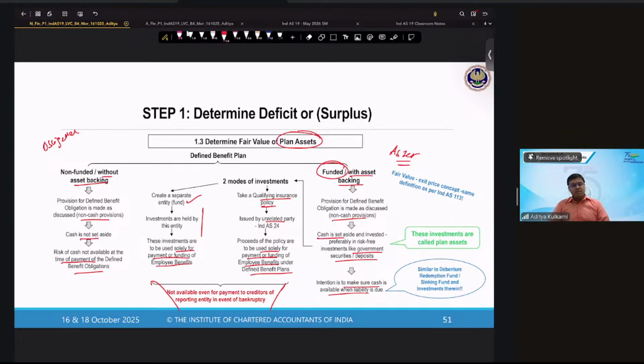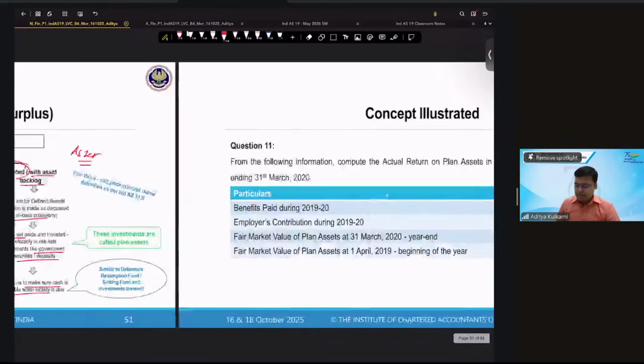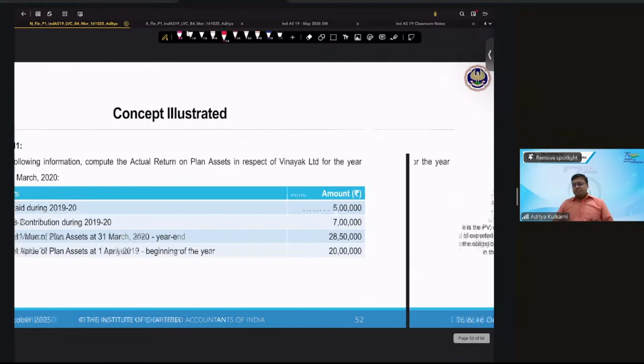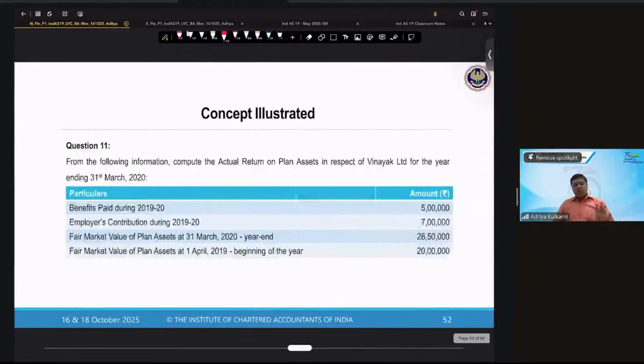Are we okay with this? Yes. Did you understand the concept of plan assets? Yes, yes, understood. All right. Yes, sir. Fine. So now, very simple questions. You have small questions. Okay. So we'll just run through this.